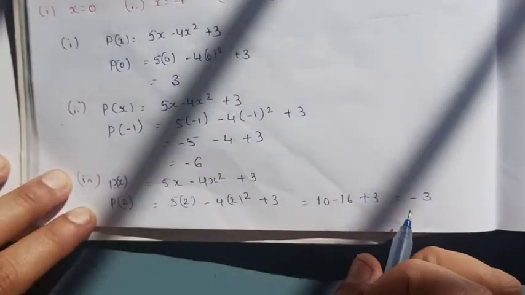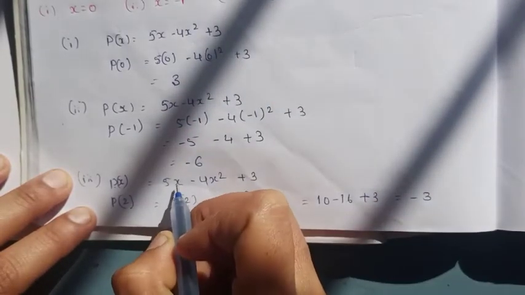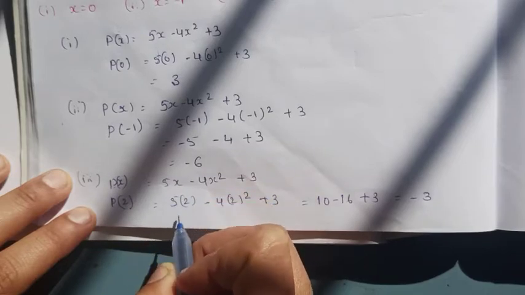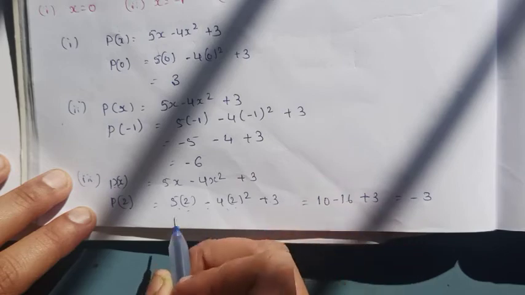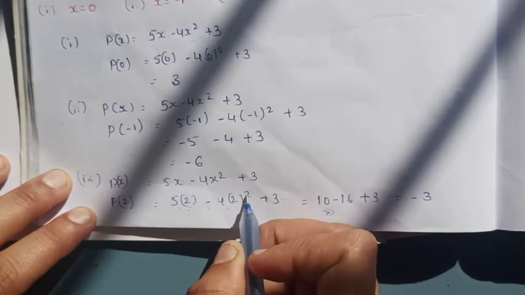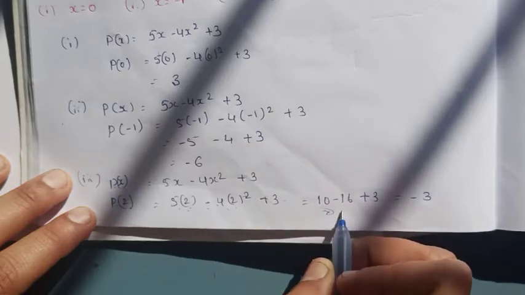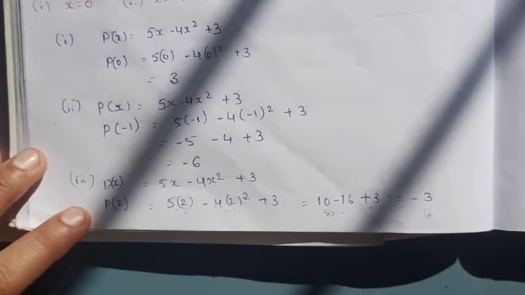If x is equal to 2, then it reduces to minus 3. Where x is equal to 2, we substitute 5 of 2 minus 4 of 2 whole square plus 3. Means 5 into 2 is 10, minus 4 into 4, 4 fours are 16. 10 minus 16 plus 3 is equal to minus 3. This is the first question solution.